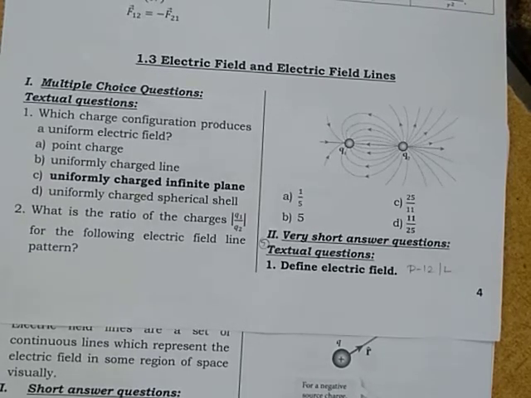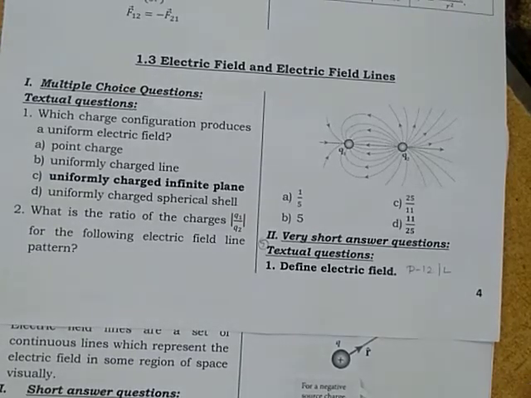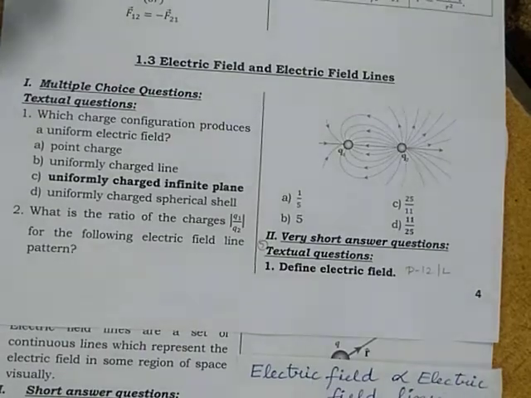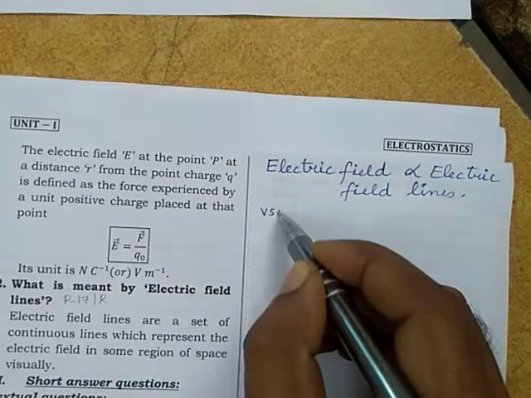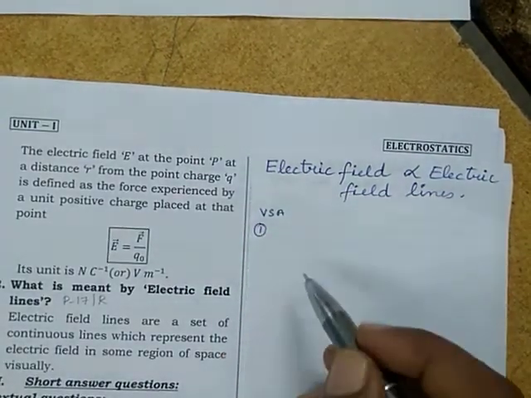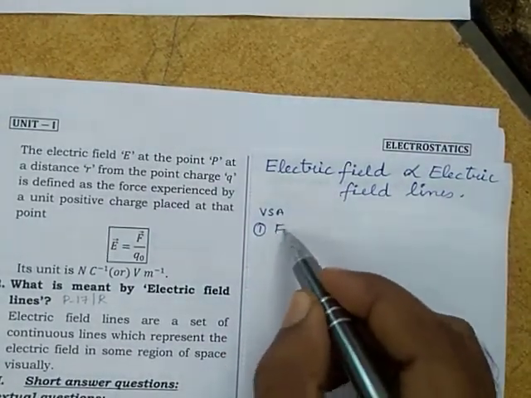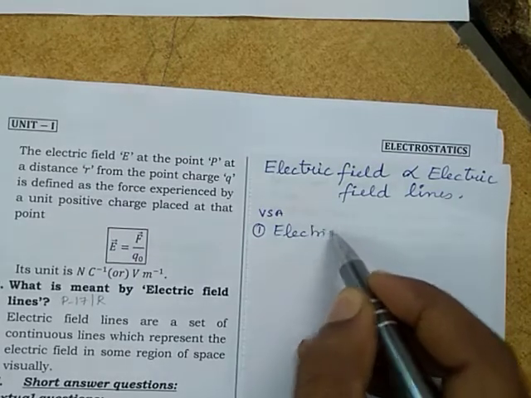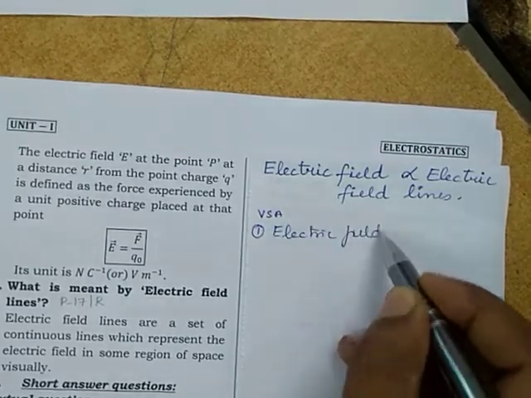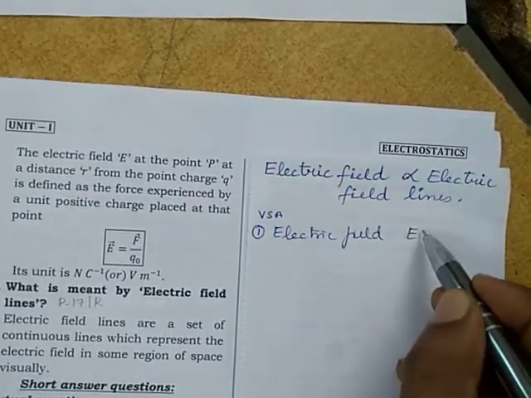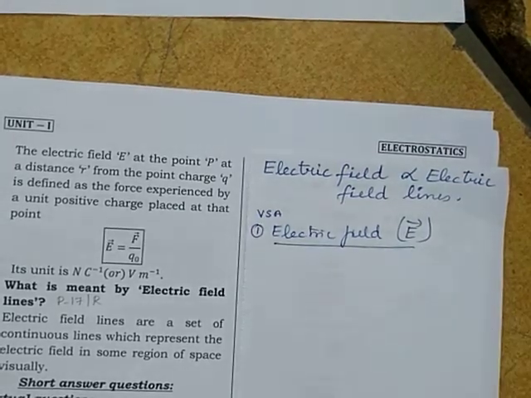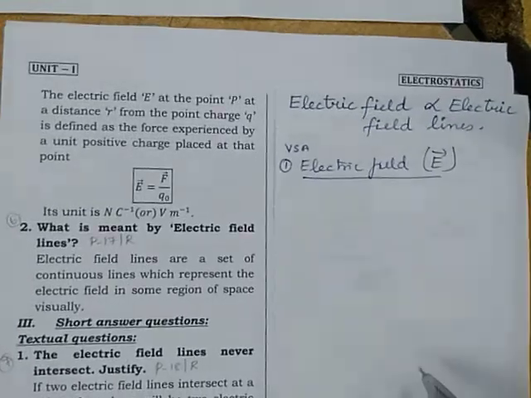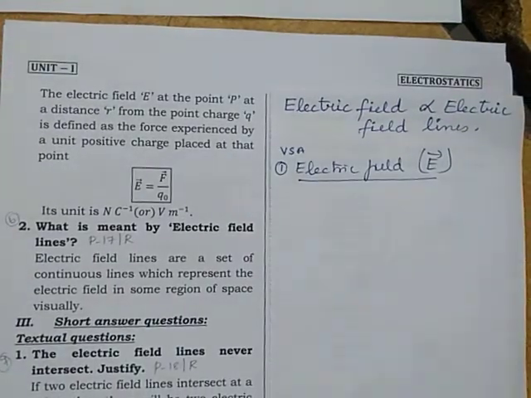Define electric field. That is a very short answer question. First question, define electric field. Simply electric field. Electric field is represented by the symbol E vector, because electric field is a vector quantity. To answer this question, you have to know what is electric field.